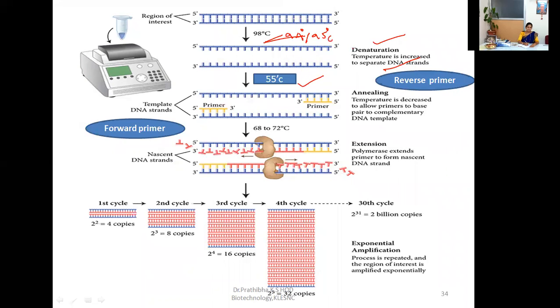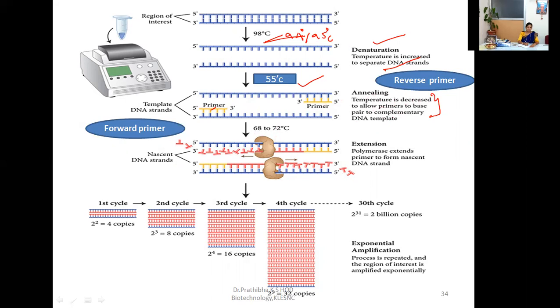Here you can see this is the forward primer and this is the reverse primer. Okay, the temperature is decreased to allow primers to base pair to the complementary DNA template. Okay, you can also write this as the definition in the exam. They want this one for 1 mark.